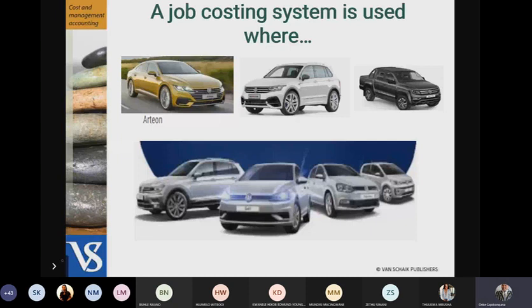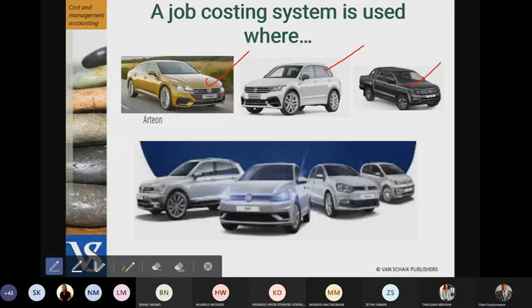Each car then has its own unique features. The service will differ. It means that the material that we'll use for your Amarok, or your Polo or your Golf, you can name them, is different. So that's why we said that the job costing is used in order to offer the service.